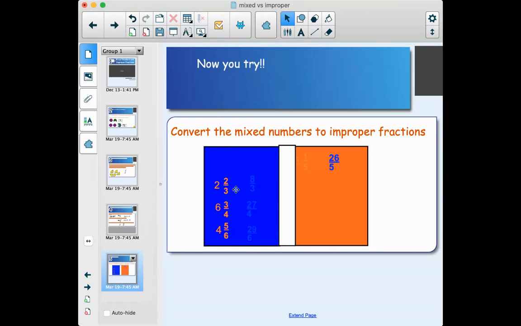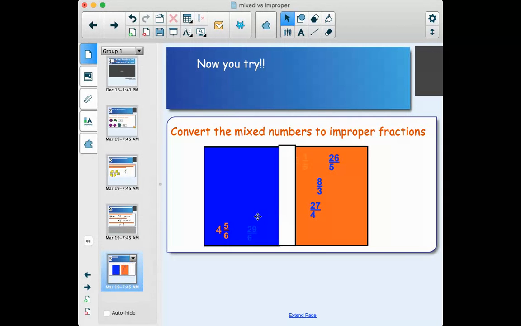Okay, welcome back. For 2 and 2/3, we do 2 times 3 is 6, plus 2 is 8, so we would get 8/3. Okay, hope you got that. For 6 and 3/4, we do 6 times 4 is 24, plus 3 is 27, so we have 27/4.